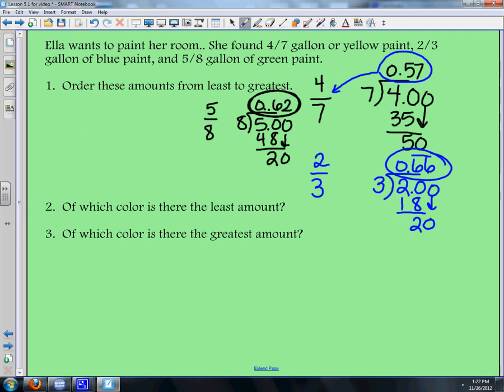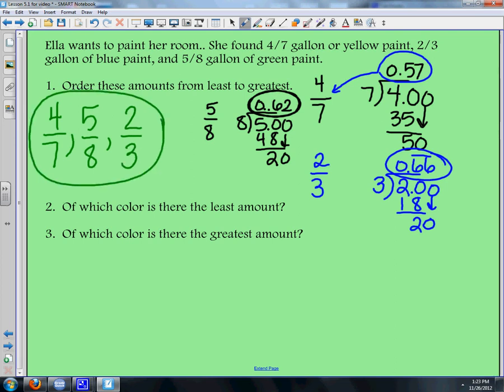Now that requires a lot more work than just finding the common denominator. That's why I always try to do the common denominator first. So my smallest one is 4/7. And then my next one is 5/8. And then my next is 2/3. So I ordered them from least to greatest.